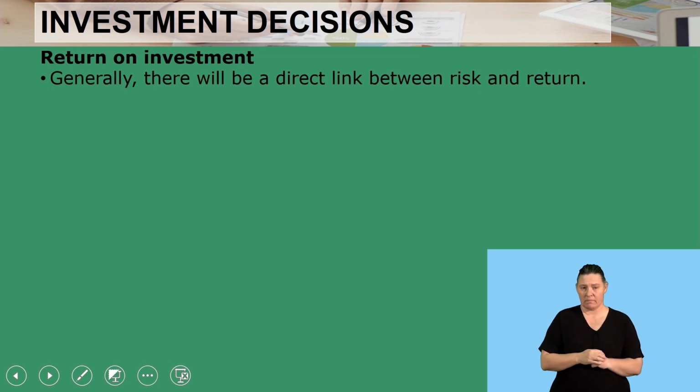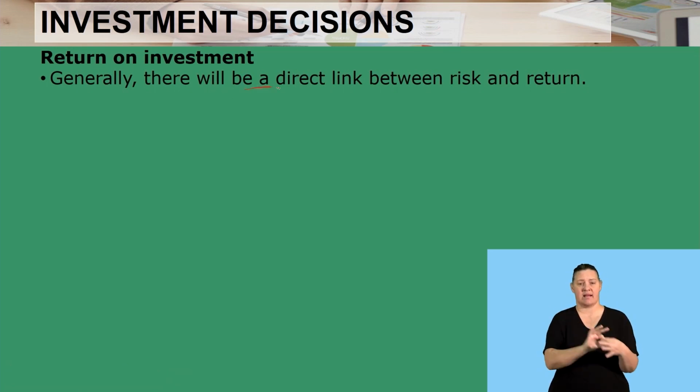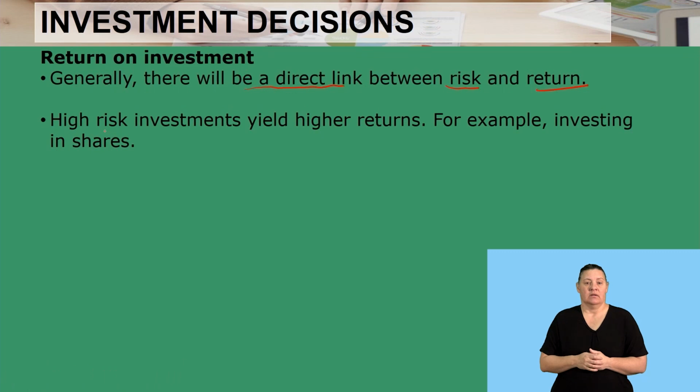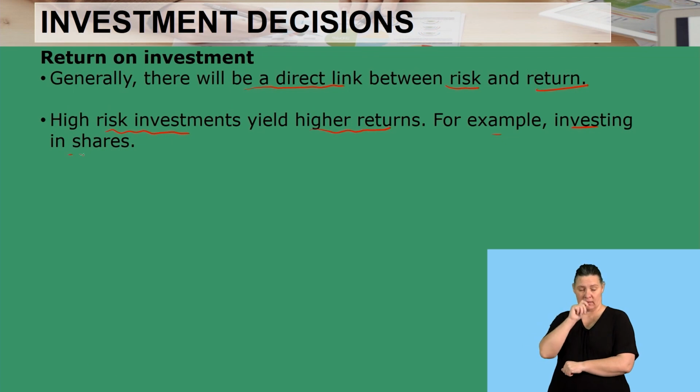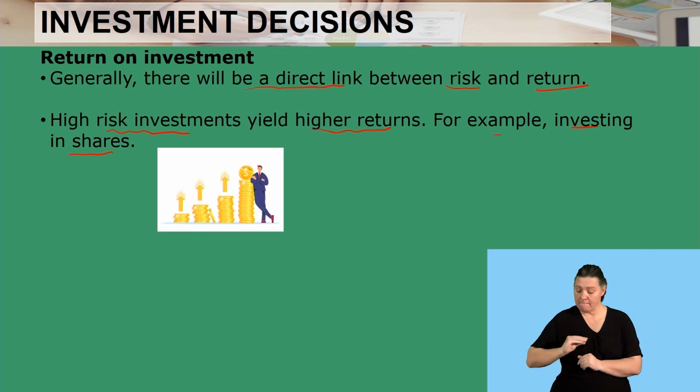So generally, there is a direct link between risk and return. You should know that the higher the risk, the higher the return. So investment opportunities with higher risk will get you more return. For example, investing in shares, which means investing in a company, can be higher risk, but it comes with high returns. So that is the first factor to think about: return on investment. How much are you going to get from the investment?